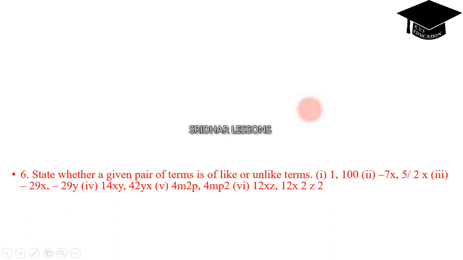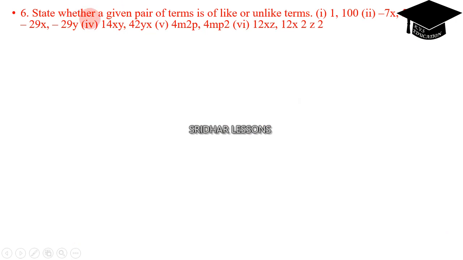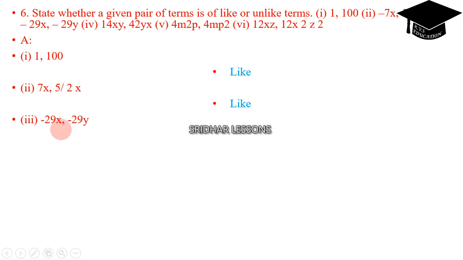Okay. Next. Question number 6. State whether a given pair of terms is of like or unlike terms. First one, 1 comma 100. It is a like term, because these two are constants. Next, 7x comma 5 by 2x. It is also a like term, because it has x and x. Next, minus 29x, minus 29y. It is an unlike term because here we have x and here we have y.